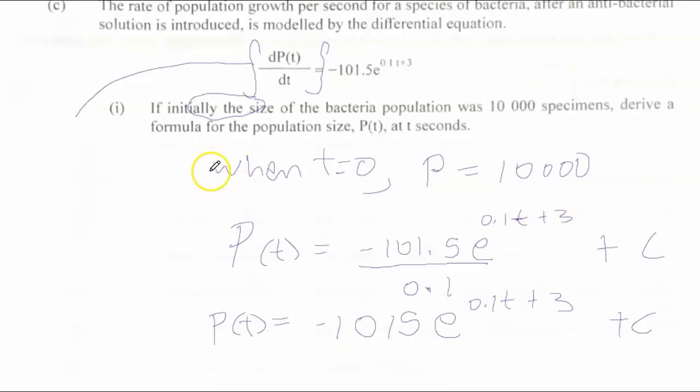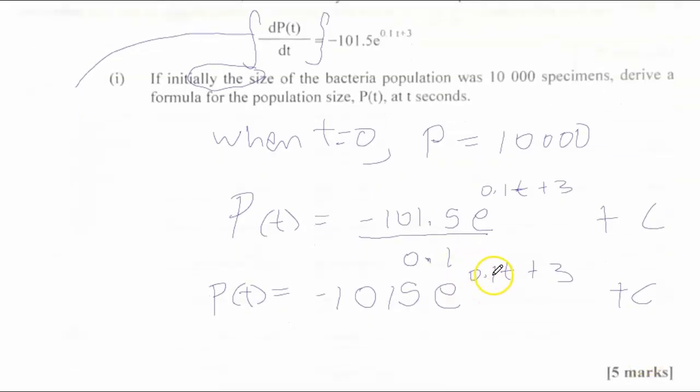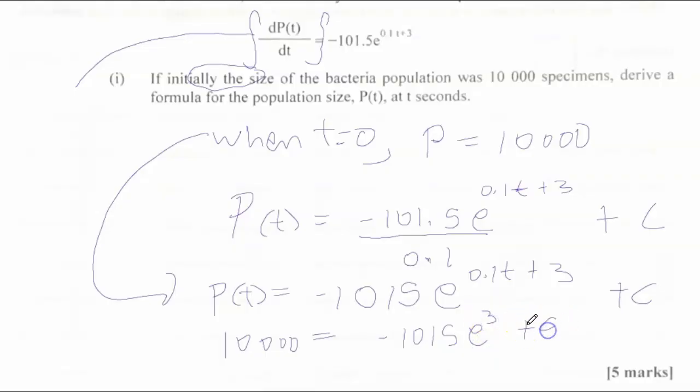So we are told now that when t is 0, P is 10,000. Alright, so we can substitute 0 for t and 10,000 for P. So we plug these in. Replacing t with 0, 0.1 times 0 is 0. So what we have is negative 1015 e to the power of positive 3 plus c.